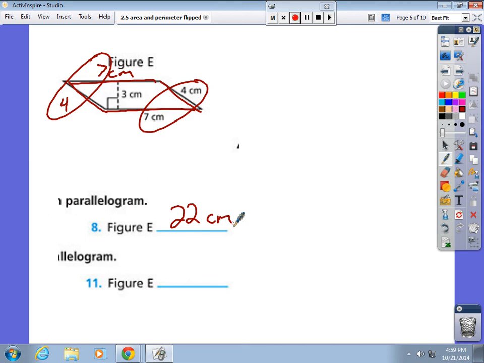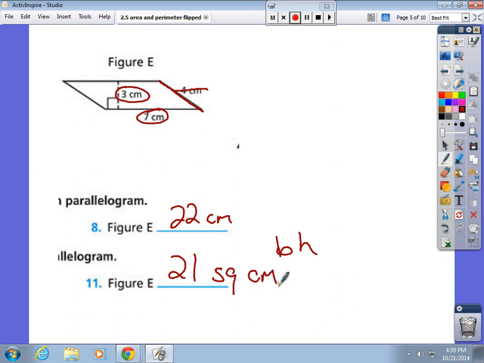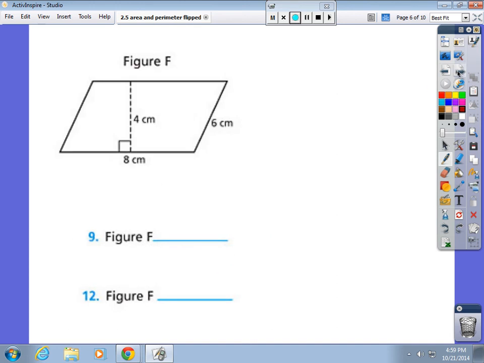Area. I'm going to go ahead and erase again, just make it a little cleaner to see here. We didn't care about our height last time, but this time we do. This time we're not worried about this side. That side has no value to us. We'll eliminate it. We do care about our 3. We do care about our base of 7. Area of a parallelogram is base times height. 7 times 3 gives me 21. Let's go square centimeters this time. Or you could do cm2. Either way will work for me.